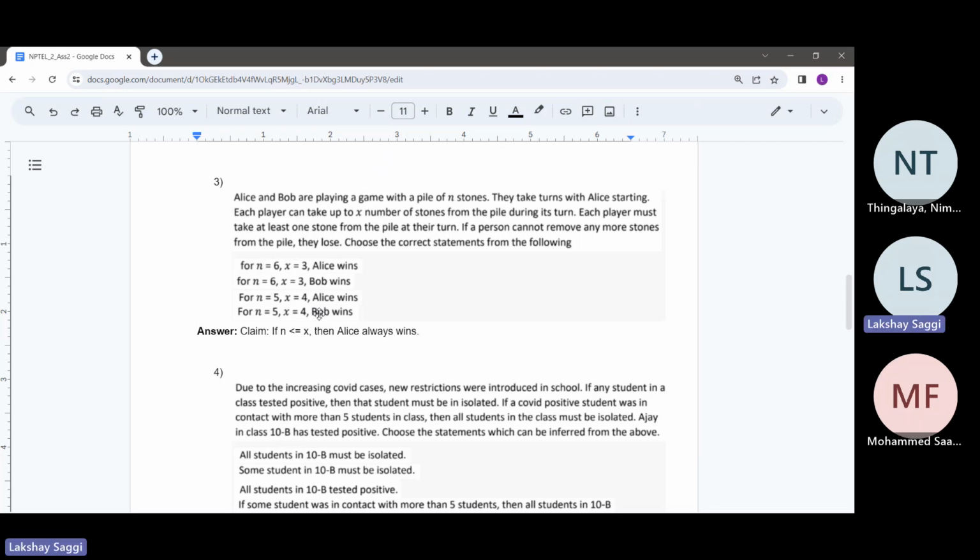First of all, we'll also be assuming that every player plays smartly, like they are playing to win. So they make their best move and don't just make any dumb moves. My claim is that if n is less than or equal to x, where n was the number of stones in the pile and x was the maximum number of stones which a person can pick, then Alice always wins. Why is this true? Do you see why this claim is true? Note that Alice is always the one who's starting.